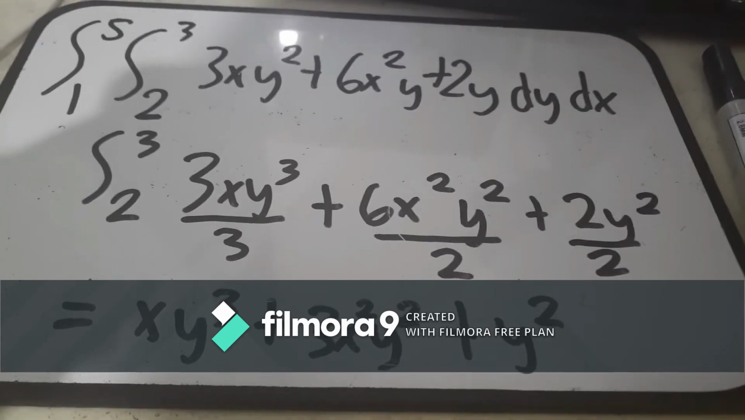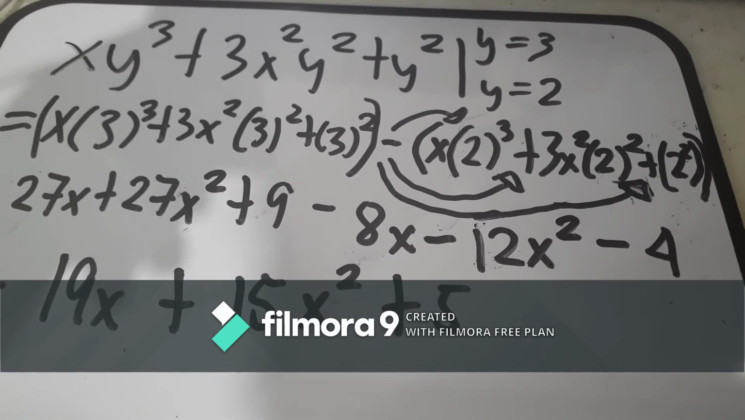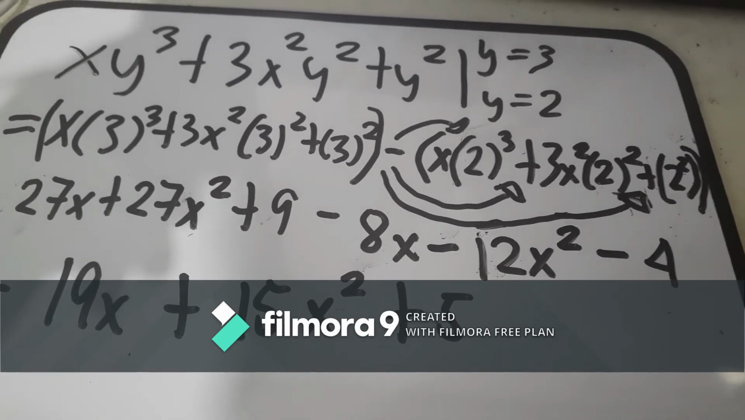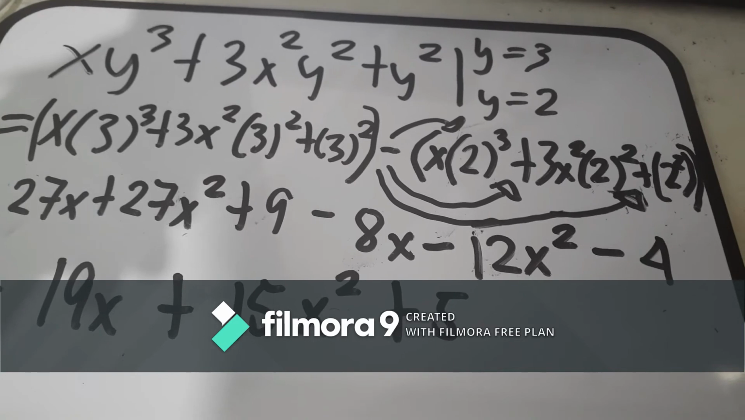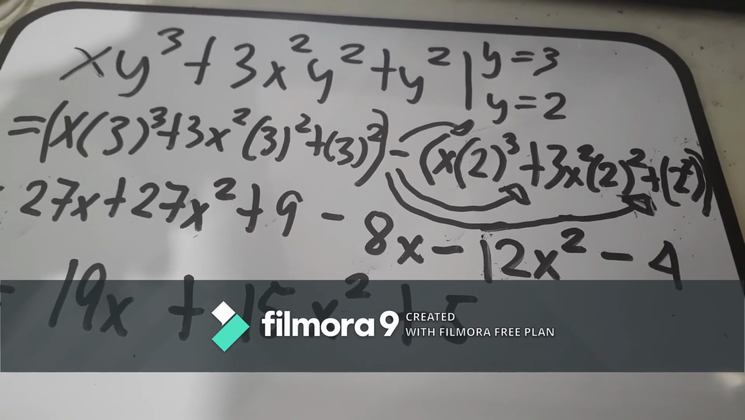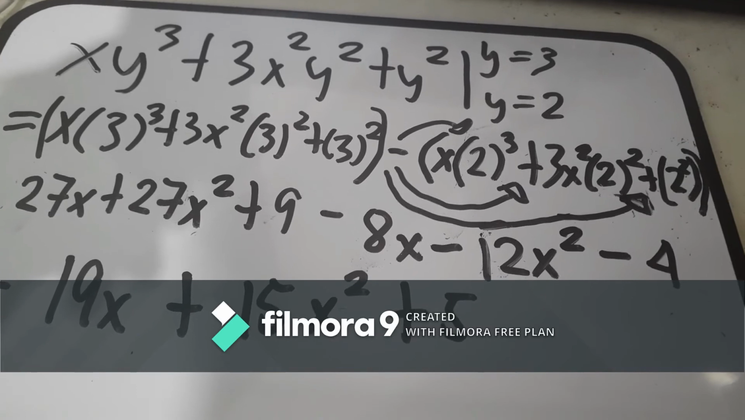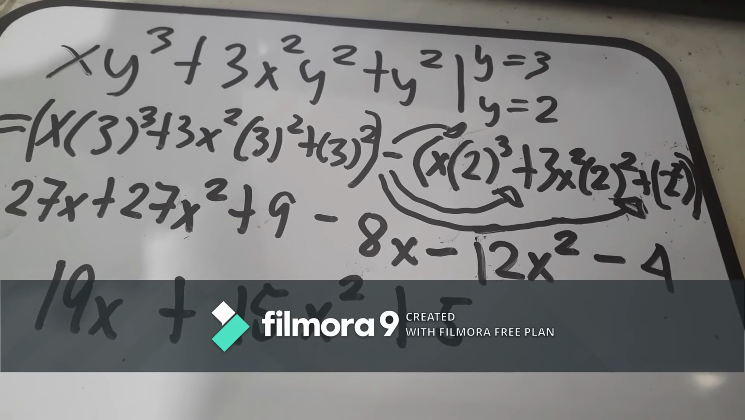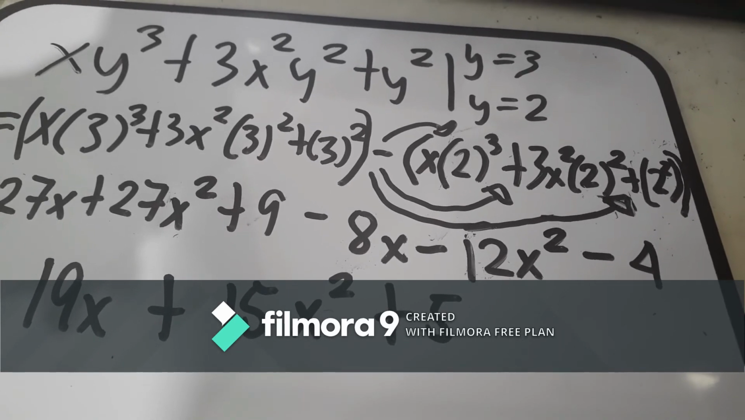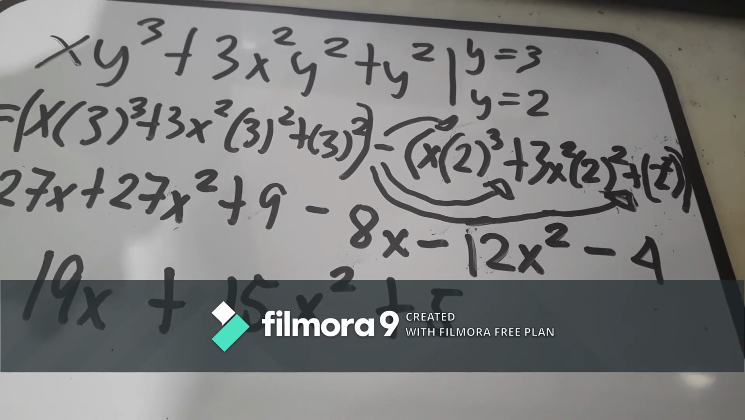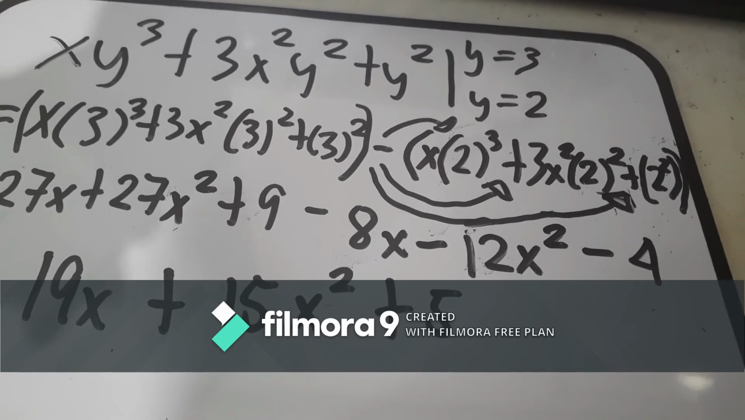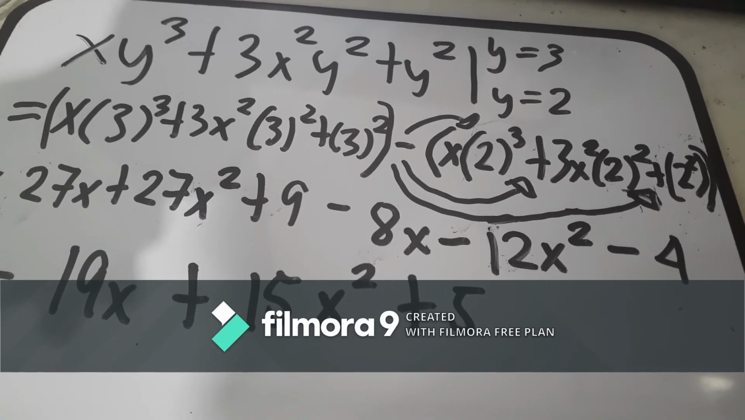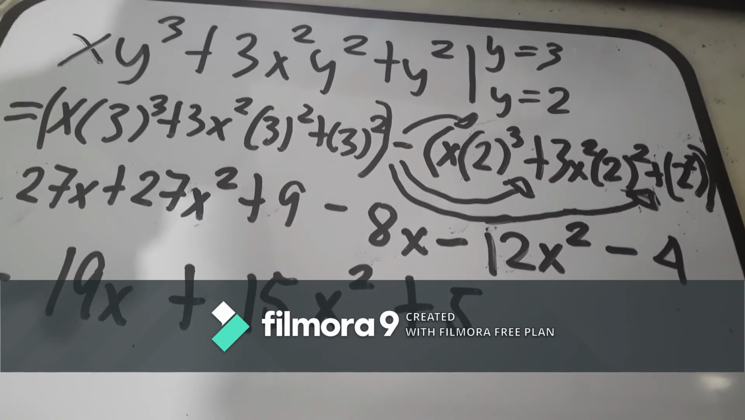To plug in our limits, we need to use the formula FB minus FA in this expression. That's why we have x times 3 to the third power plus 3x squared times 3 to the second power plus 3 to the second power, minus x times 2 to the third power plus 3x squared times 2 to the second power plus 2 to the second power. Before proceeding to the next expression, you need to distribute first the sign.